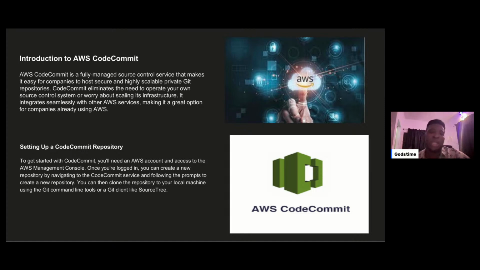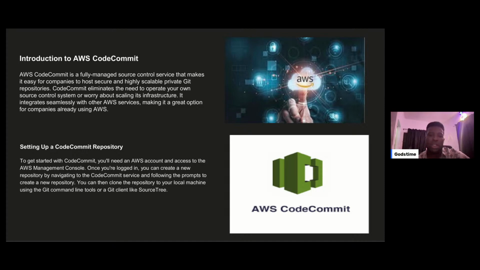To get started with CodeCommit, you will need an AWS account and access to the AWS Management Console. For example, if you just joined a team and your company is using AWS CodeCommit, you first need your IAM permission to be provisioned, and the IAM permission should have CodeCommit full access or CodeCommit read-only access, depending on what you want to be doing in the organization's repository.